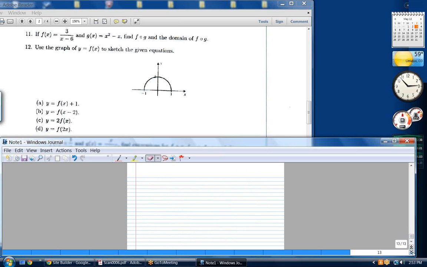Okay, what is A going to be? Can you describe it to me? Let's see. F of x plus 1. Would that shift the graph up 1? Yep. How about B? B would shift the function, the x-axis, or all the points to the right 2 points. Good.